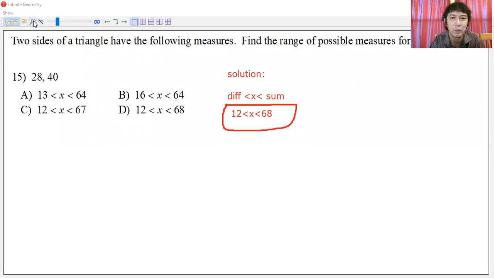Okay, let's check with the computer. There. All right, so this is how to do it. If you encounter multiple choice questions like this, then this is how to do it. All right, let's continue with the next.